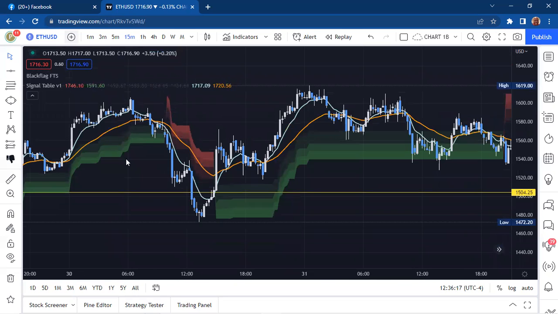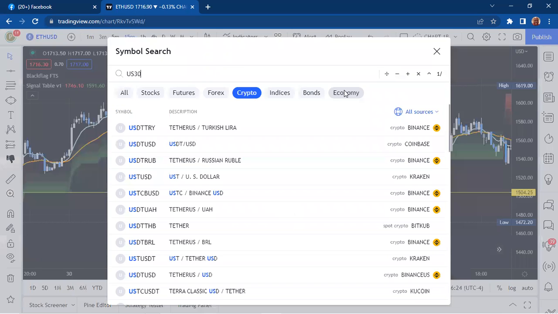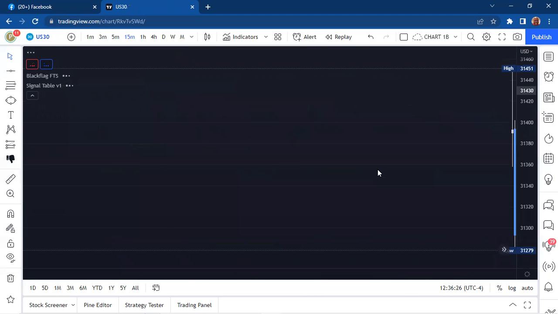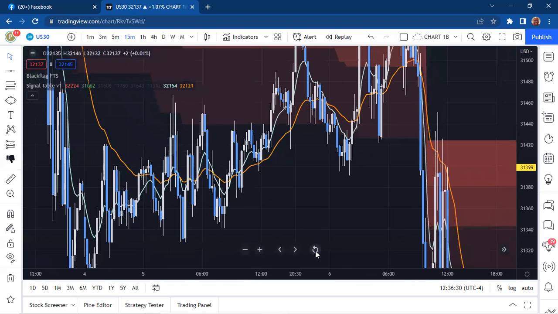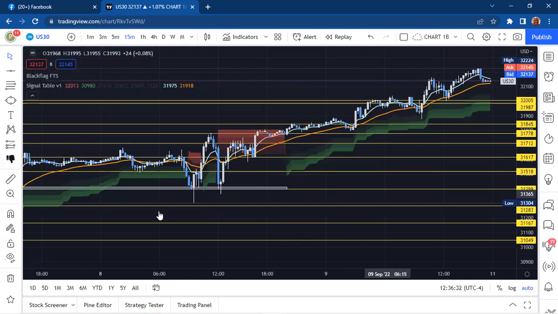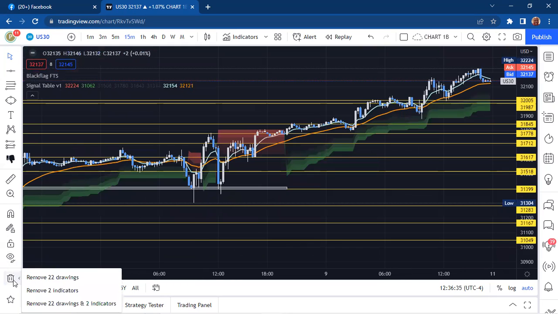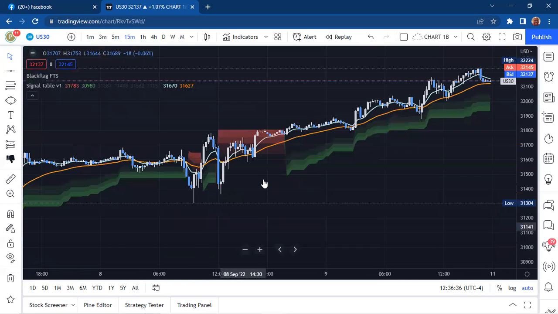All right, because if we do US 30, because lately that's been our favorite pair. That's our favorite index. It works on US 30 as well. Okay. And the other thing I wanted to mention was the peaks.